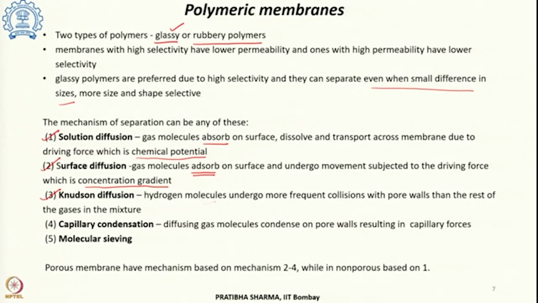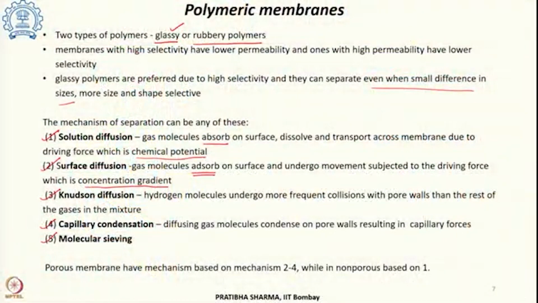Another method could be capillary condensation, where the diffusing gas molecule condenses onto the pore wall and is thereby driven through the capillary forces, and then molecular sieving can be used. Now the membranes can be either porous or non-porous. If it is a porous membrane, then the separation mechanisms are 2 to 4. However, for a non-porous membrane it is only the solution diffusion method which operates for the separation process.